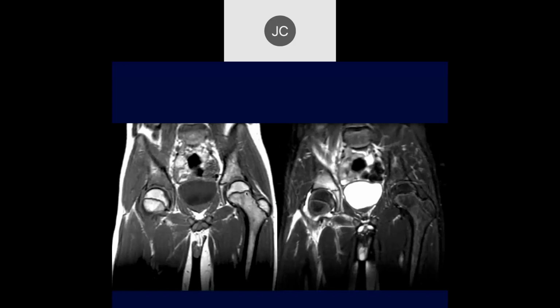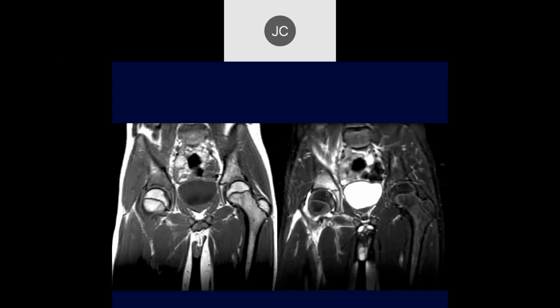Maybe some asymmetrically increased signal on the right acetabulum. Okay, so what do you think is going on here? I'd consider right hip pain. So you have edema within the acetabulum and then some small effusion. So I'd think about a septic joint. Okay, that's the first thing I would think about too.